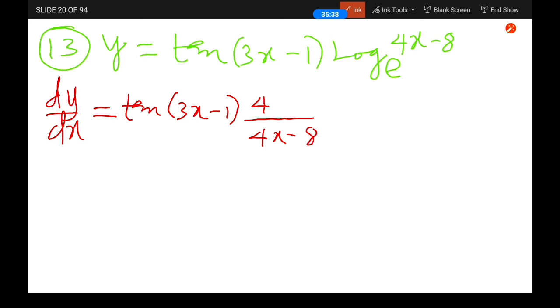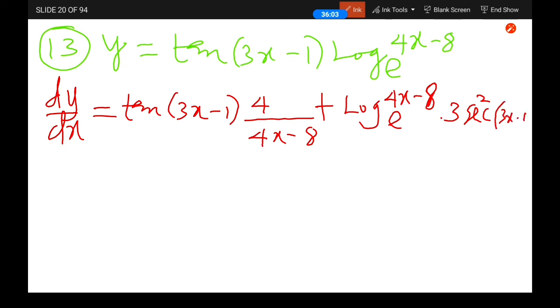Good. Then plus, write this, then times, if you differentiate tan, you get sec square. So what do you do first? Times, if you differentiate 3x, you get 3. Then we have sec square 3x minus 1, right? Minus 1. Do you have anything common here? Let's see.